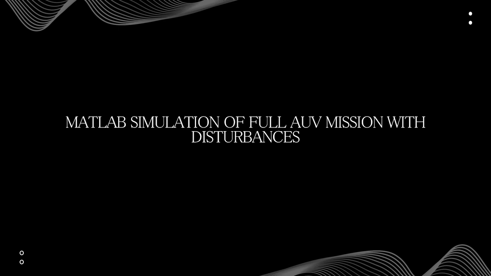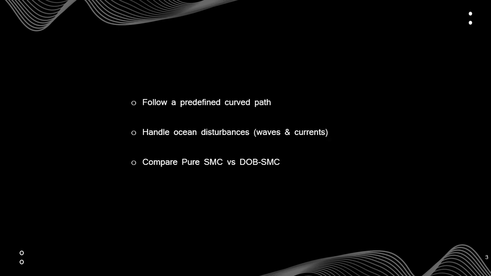In this episode, we bring everything together into a full mission simulation of an autonomous underwater vehicle under realistic disturbance conditions. The goal is to make the AUV follow a complete trajectory while now facing realistic external disturbances. We will compare standard slow control with the Disturbance Observer-Based version.